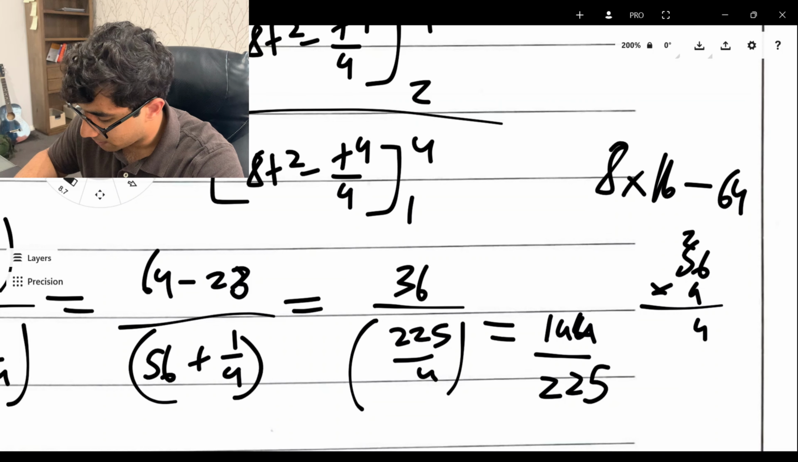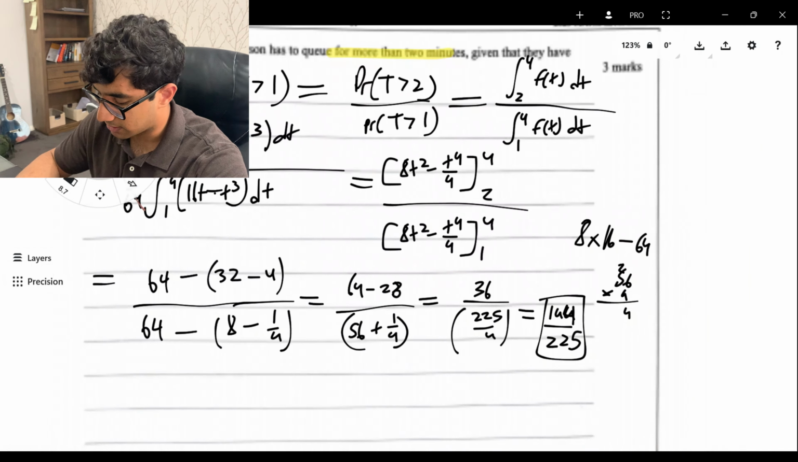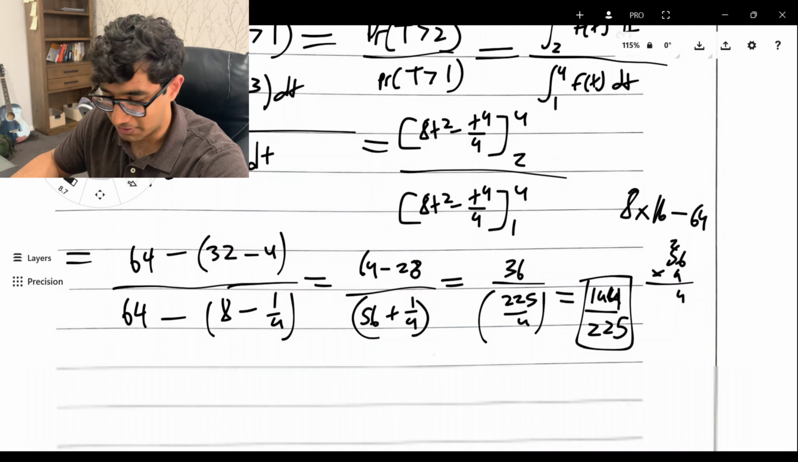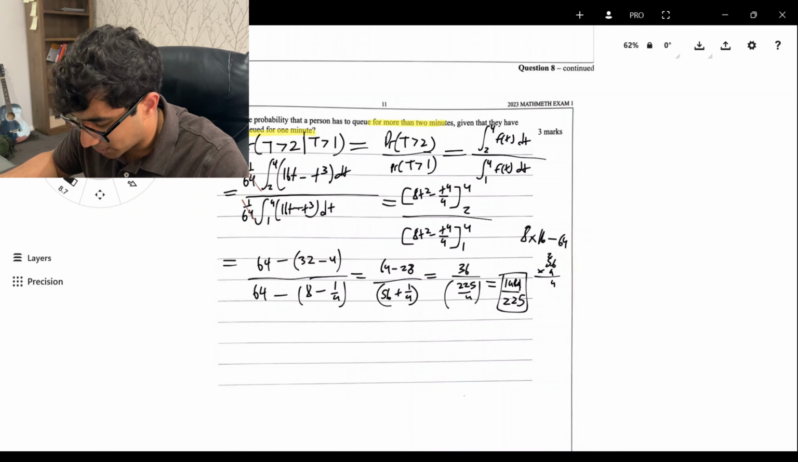Okay. And I don't think you can simplify that further. So 144 over 225, okay? There you go. And that's most likely how you would solve it, okay?